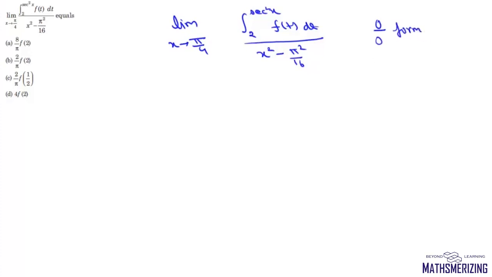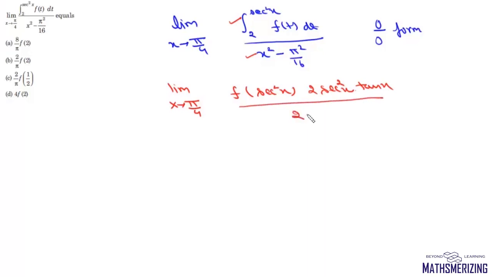And when it is 0 upon 0 form, we can use L'Hopital's rule. So we'll differentiate the numerator and we'll differentiate the denominator. So we'll write this as limit x tends to pi by 4. Now here we'll use Leibniz integral formula. So it'll be f of secant square x into 2 secant x into secant x tan x. So it'll be 2 secant square x into tan x upon 2x.